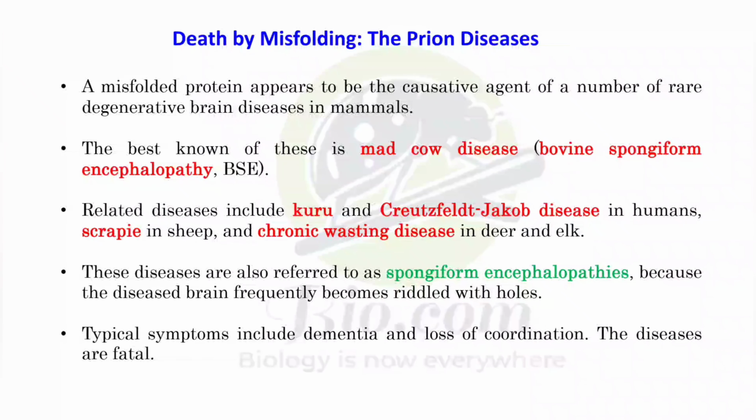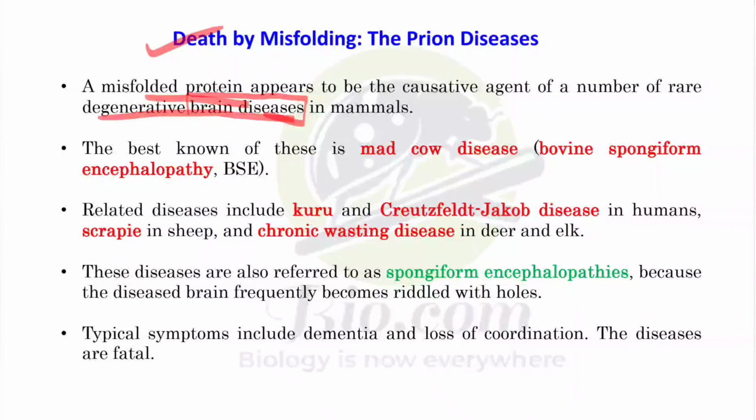Now one more portion that is definitely important is death by misfolding, or the diseases known as prion diseases. We all know that to be completely functional, a protein needs to be folded in a completely ordered manner, and if it is misfolded, it will give rise to some different, unrequired function. The prion disease arises due to the misfolding of a protein, and it is the causative agent of a number of degenerative brain diseases. You have to remember the brain disease. It means the prion is related to brain disease.